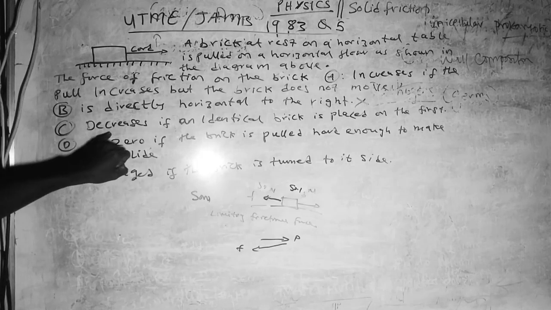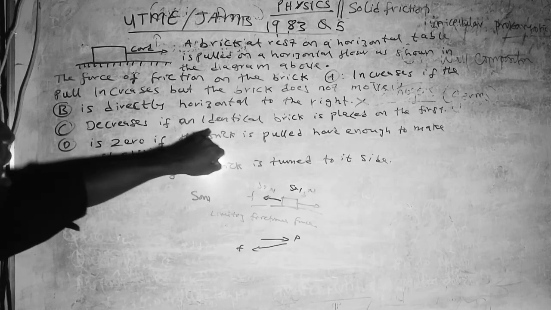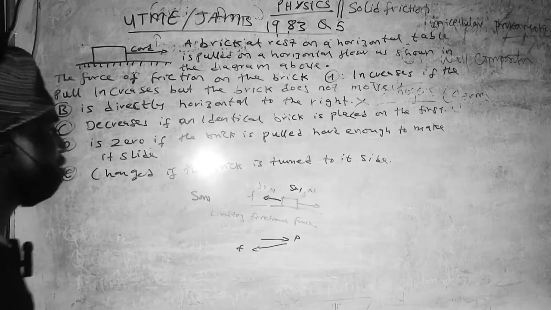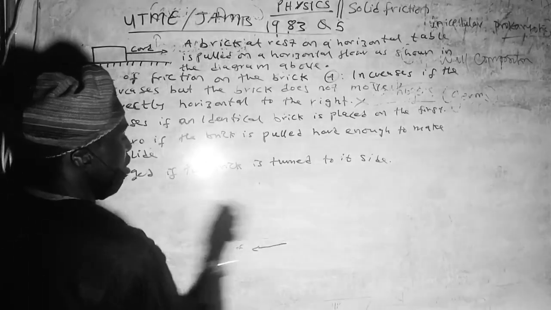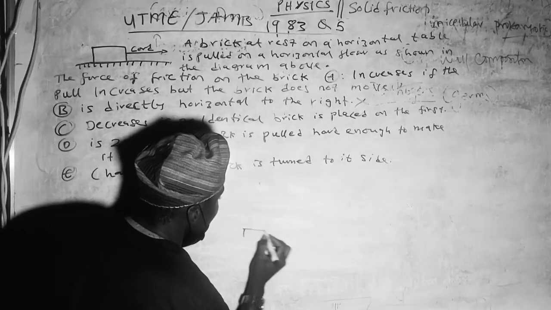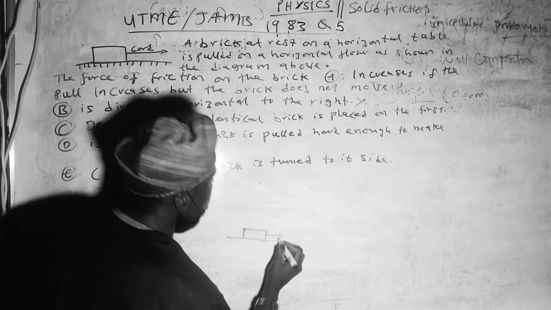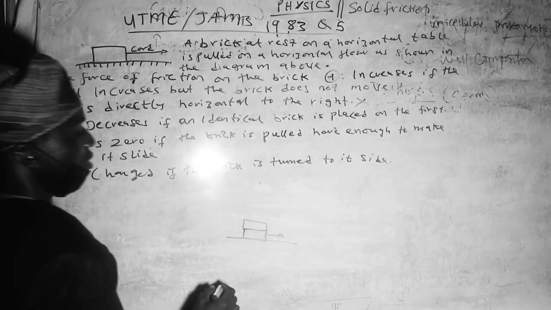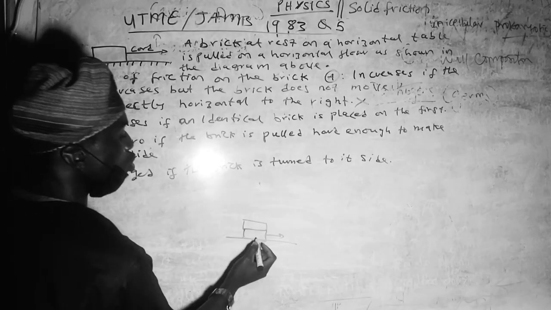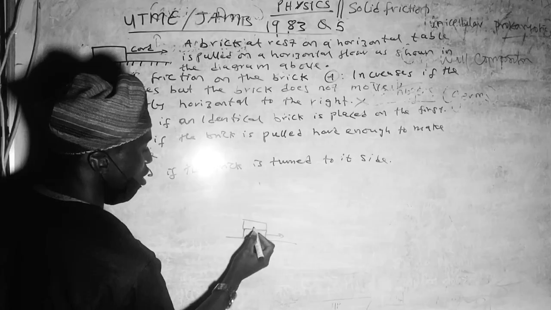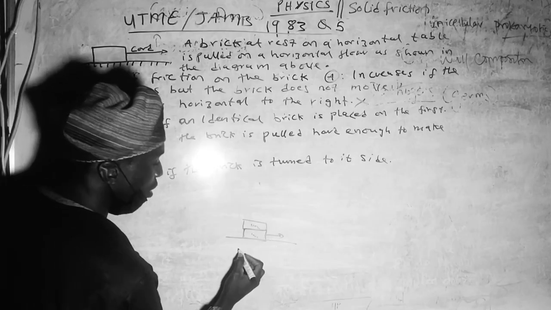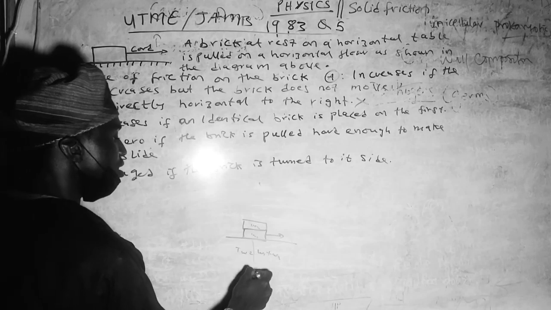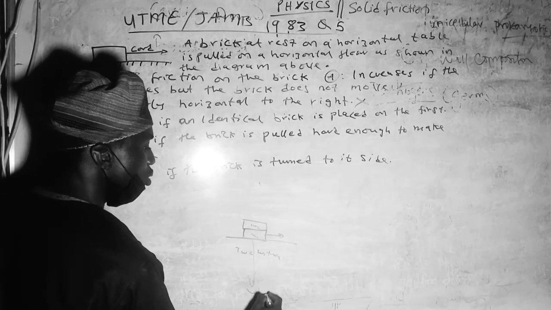Next, they said the frictional force decreases if an identical brick is placed on the first. What are they trying to say? If you have a brick like this, and we are pulling, and you add another brick to this thing, what will happen? Maybe this one is W1, this one is W2. So what will be the total weight? Total weight will be equal to W1 plus W2. We will have higher weight. Your weight will increase.